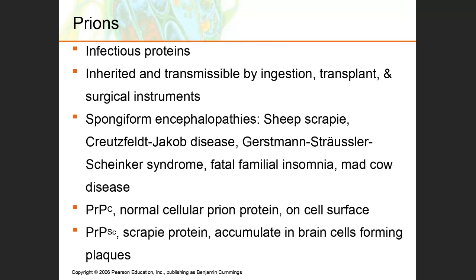We find spongiform encephalopathies in a wide variety of animals. In sheep, we call it scrapie. Humans have a variety of manifestations like Creutzfeldt-Jakob disease, Gerstmann-Sträussler-Scheinker syndrome, fatal familial insomnia. So an inherited condition, fatal familial insomnia. So these people do not have the ability to dream.